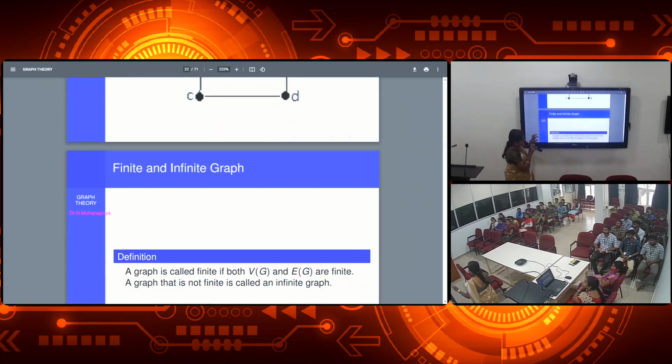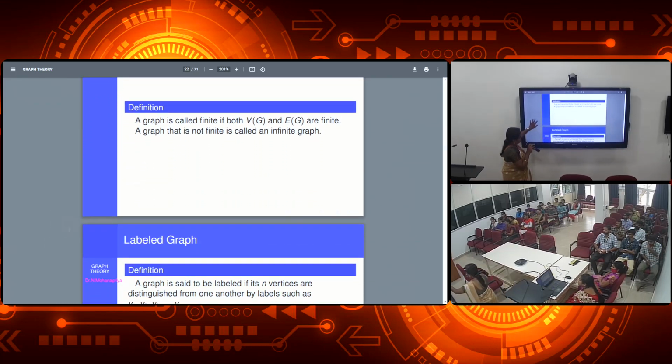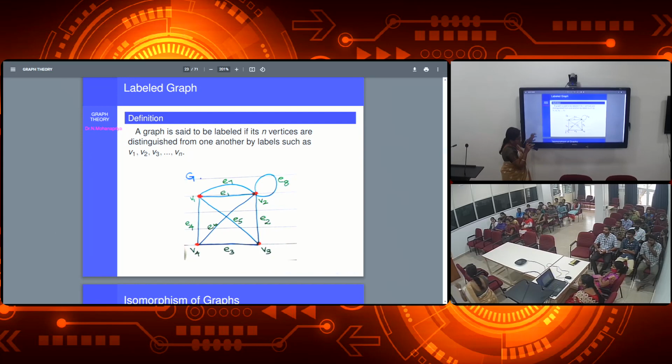Then finite and infinite graphs. As we all know, a finite set has a finite number of elements. Likewise, if there is a finite number of vertices and edges, then we call the graph a finite graph. Otherwise, we call it an infinite graph. Then the labeled graph. A labeled graph is just naming the vertices and edges. If the vertices are named V1, V2, V3 and V4, these are the labels for the vertices. E1, E2, E3 up to E8 are the labels for the edges. This is the labeling of a graph.